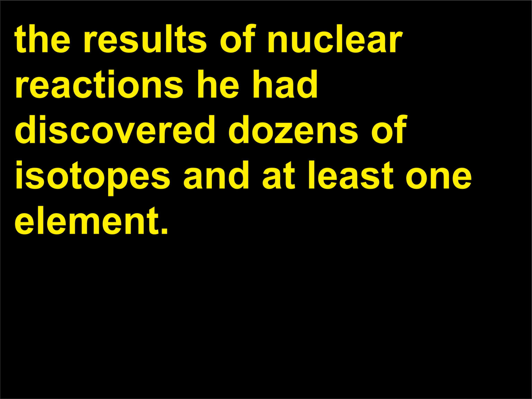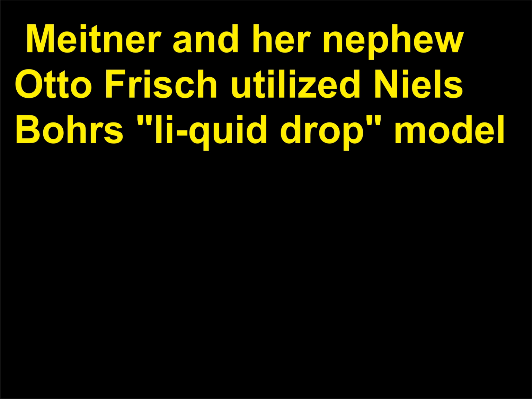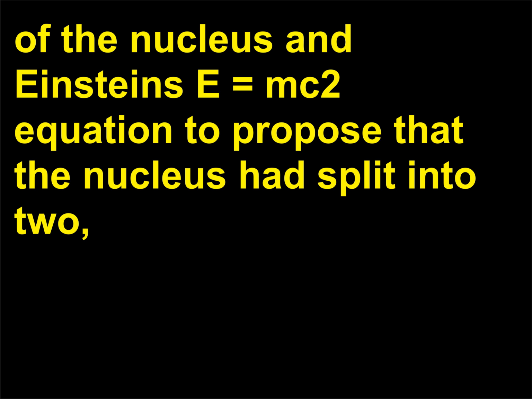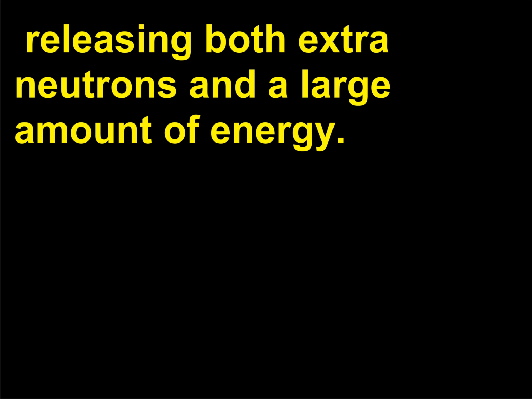On December 17, 1938, Hahn and Strassmann submitted their findings for publication but admitted that they had no explanation for the appearance of barium. Meitner and her nephew Otto Frisch utilized Niels Bohr's liquid drop model of the nucleus and Einstein's E equals mc² equation to propose that the nucleus had split in 2, releasing both extra neutrons and a large amount of energy.